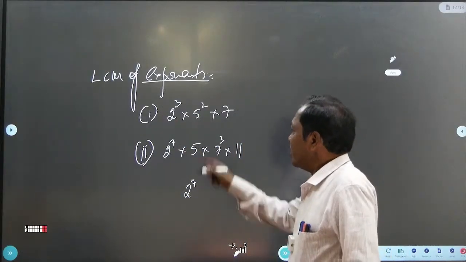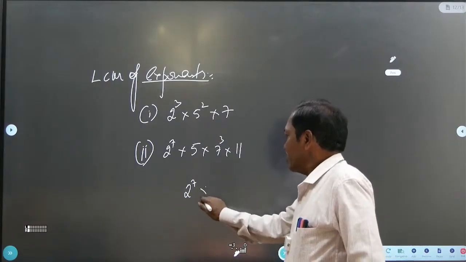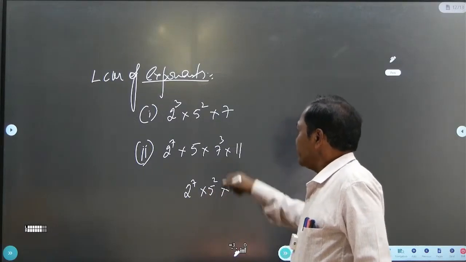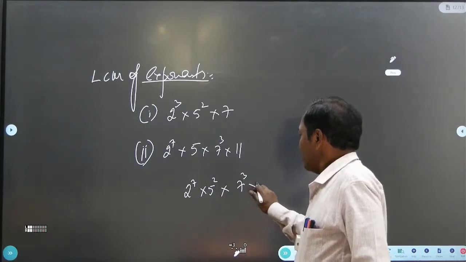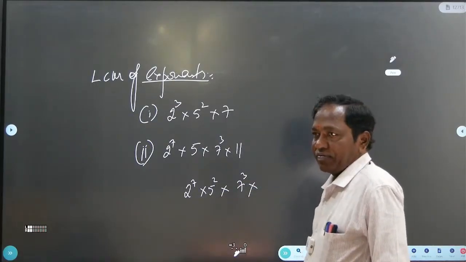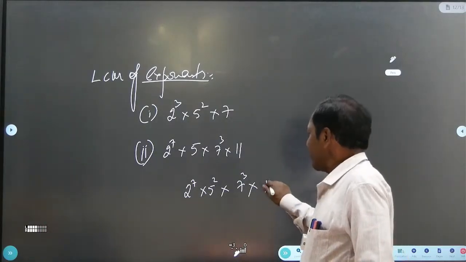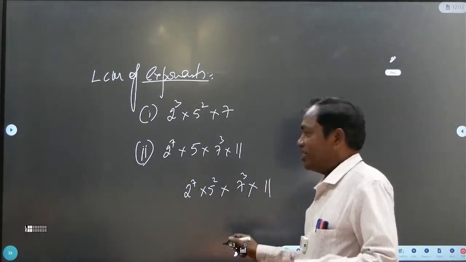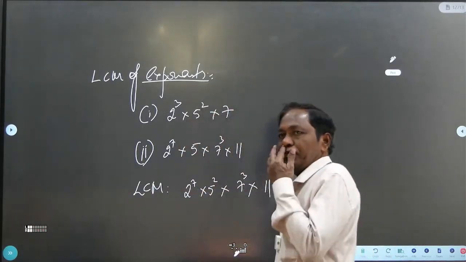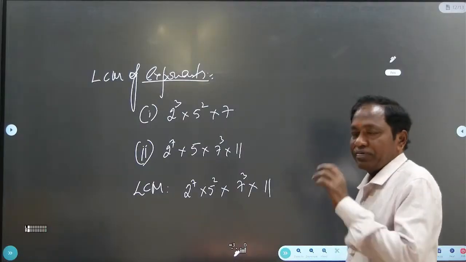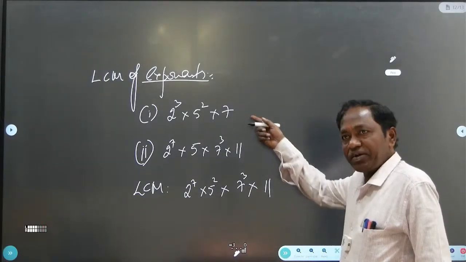Then 5 squared and 5: which is the largest? 5 squared. Then 7 cubed. Here, 11 cannot be seen in the first expression, but 11 you have to take, because the LCM should be a multiple of such numbers. This is the LCM. No 11 is seen there, but we need 11 here.